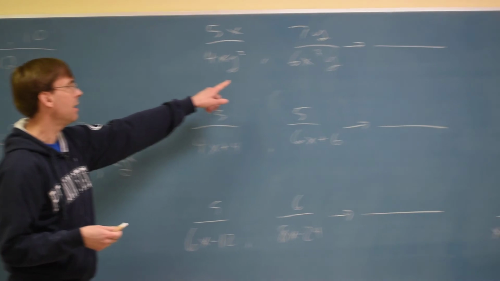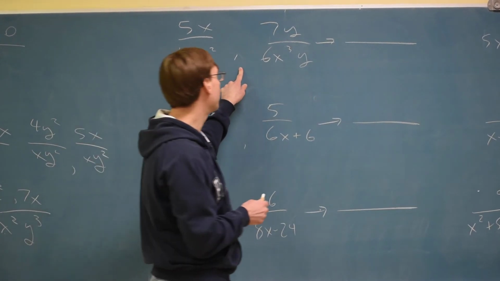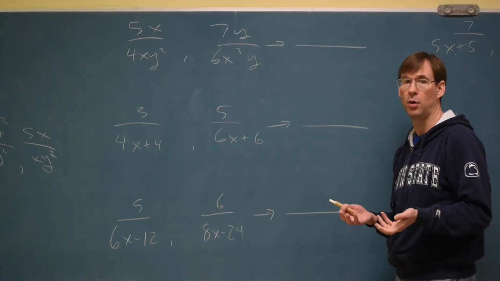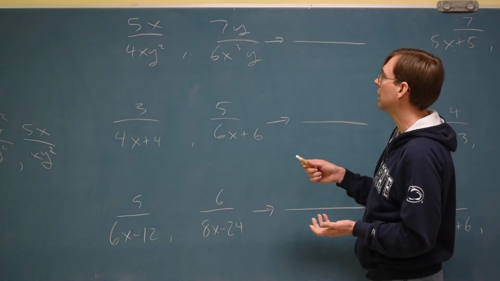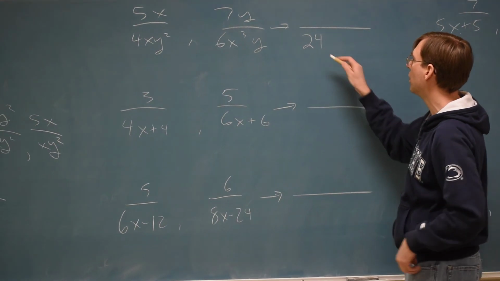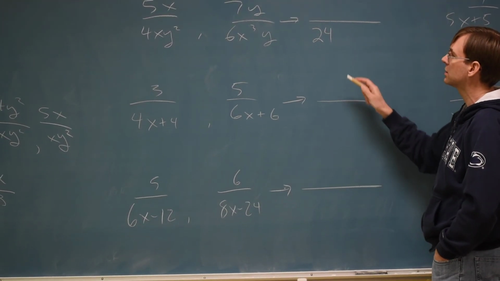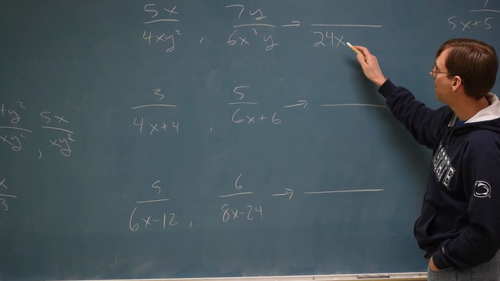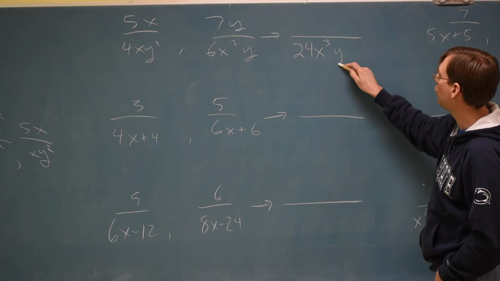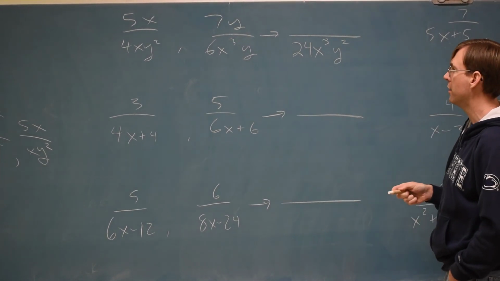If you think you've got it, maybe pause the video and try this one for a second and see if you've got it. If we were live and in person, that's what I would do. I'd pause and just see if you can do it. But for this, we go 24 for the numbers. 4 and 6 go into 24. My most x's I see is cubed. The most y's I see is squared.